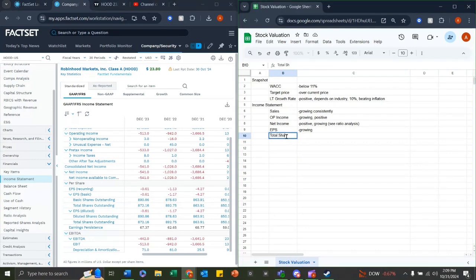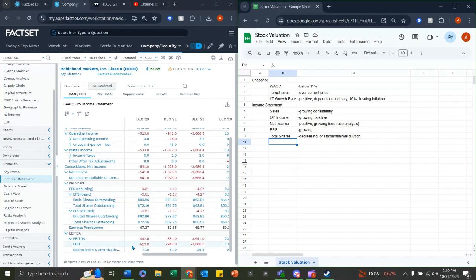Total shares decreasing or stable. I don't know if I want to put an exact amount, so I'll just put minimal dilution. Decreasing is very, very good. That essentially means the company is decreasing their own supply and increasing their own value.